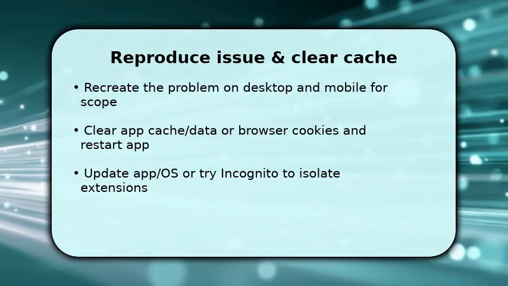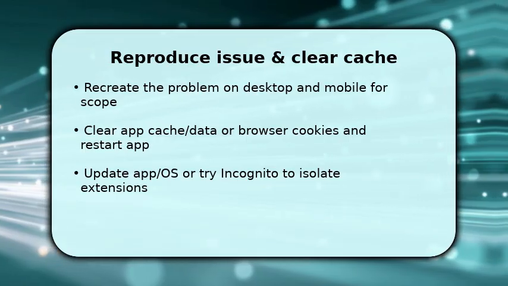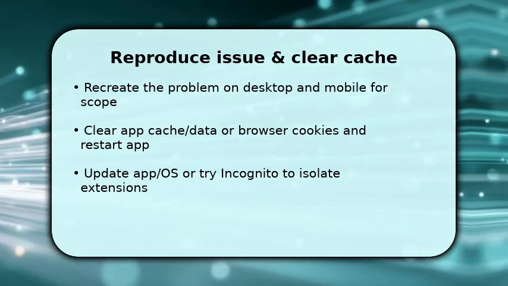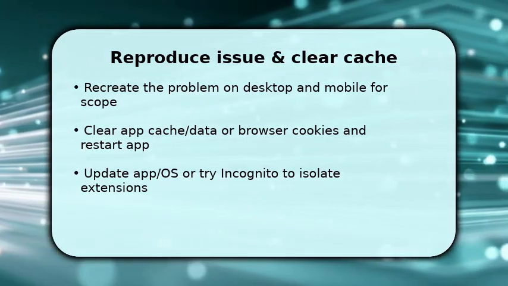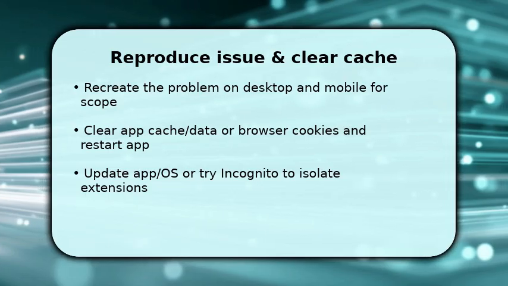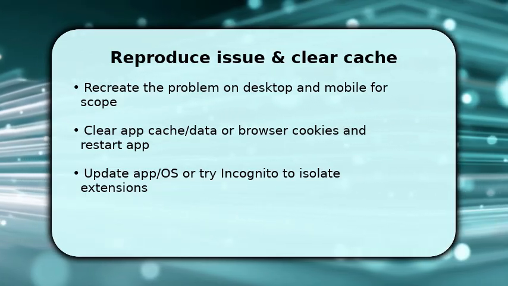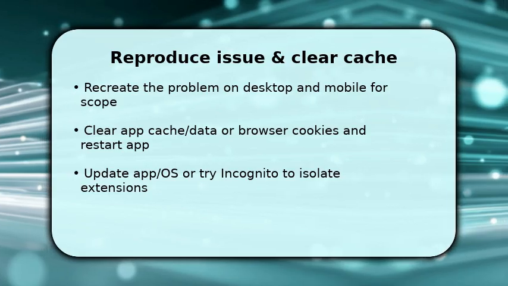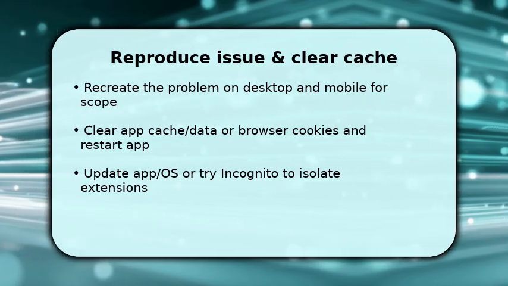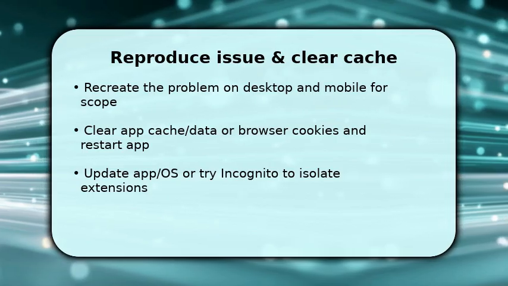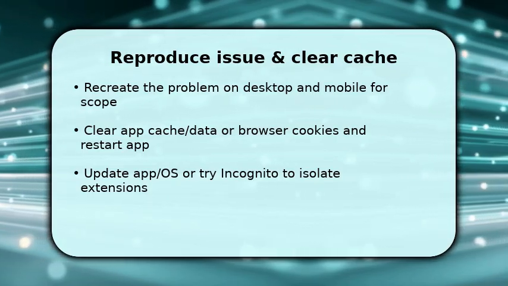Then clear the YouTube app cache or reset browser cookies. This resolves many auth glitches because stale tokens are removed. Make sure the app and operating system are updated, and if you still see trouble, use an incognito window to rule out extensions or ad blockers interfering with premium features. If the issue disappears there, you've found the culprit.